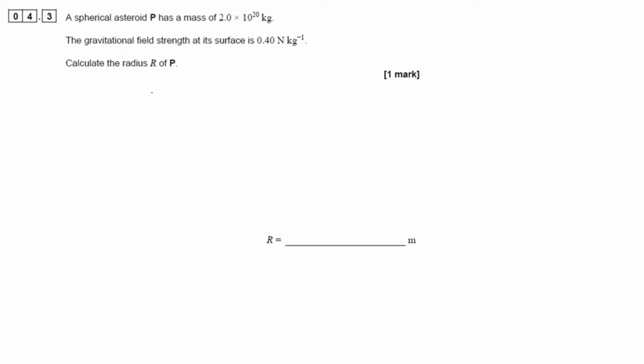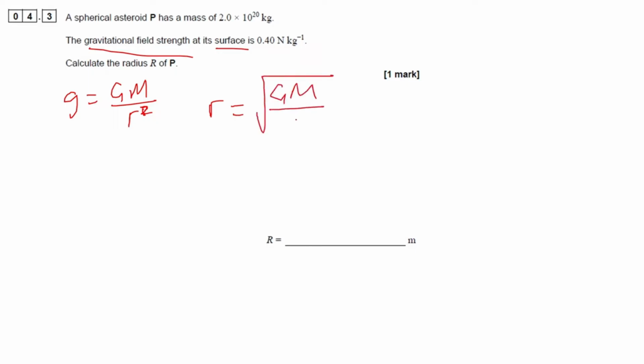This is a straightforward 1 mark question about gravitational field strength, so we write the equation for gravitational field strength. Since it's asking us to find the radius of P, and we've been given the mass and the field strength at the surface, we're trying to find R from this equation. Rearranged, it should be equal to the square root of Gm over g, and we've been given all the numbers here, and just find from the formula sheet the value of the universal gravitational constant. You do that and you should get an answer for the radius of this asteroid of 1.8 times 10 to the 5 meters.